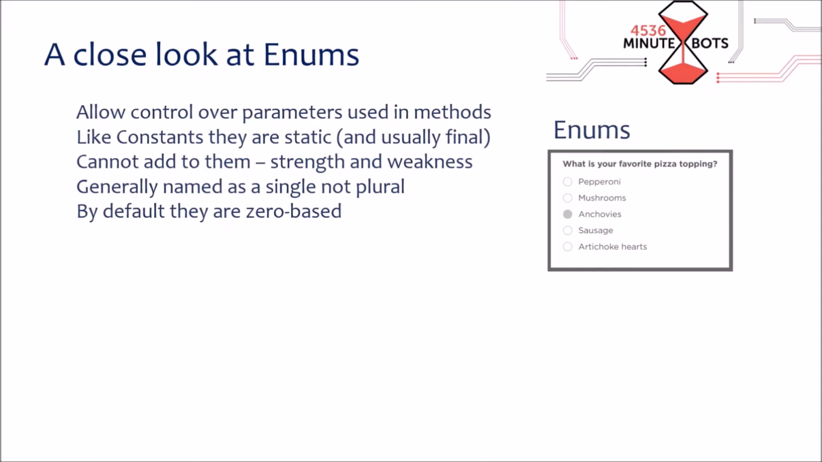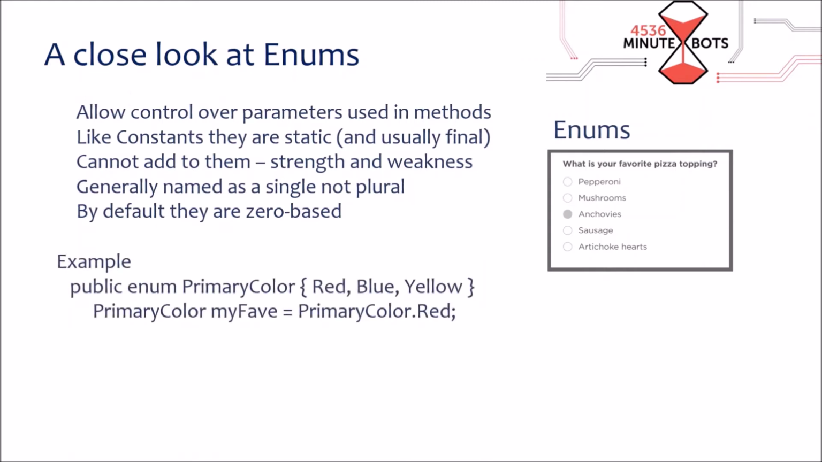You can actually declare them. But generally, their purpose is not to hold the integer number that they're connected to, but to represent a choice which you will then parse out. Here's an example. Public enum PrimaryColor, with the options RED, BLUE, and YELLOW. I cannot add to the primary colors. But if I try to use this, for example, say PrimaryColor myFave equals PrimaryColor.RED, the problem is my fave is actually orange. But I can't add orange in. I'm limited by my choices.